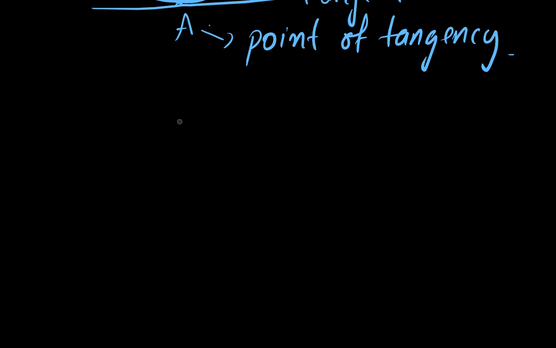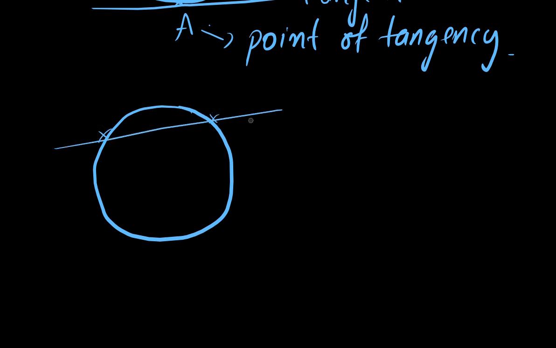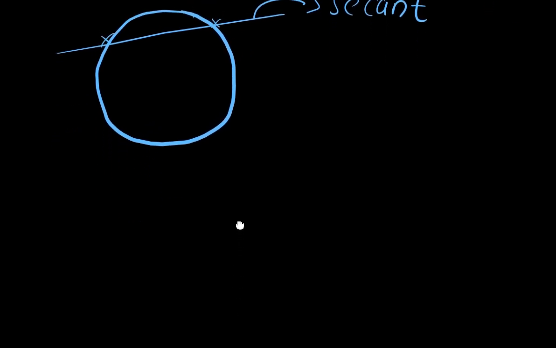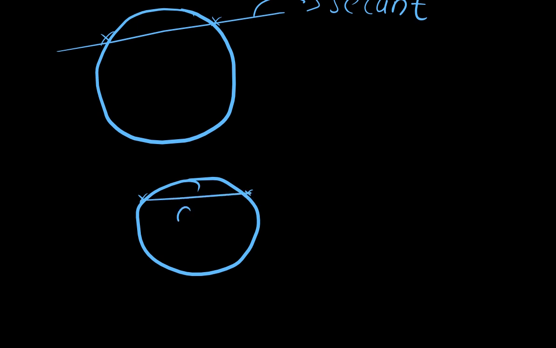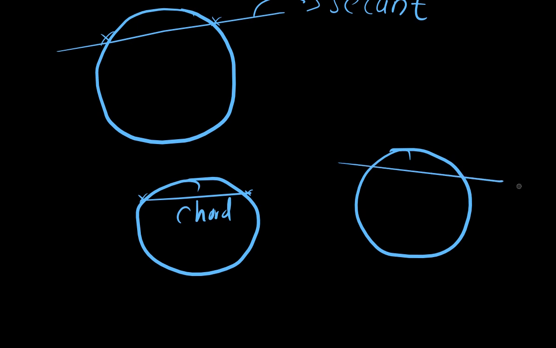Okay. So the final part of a circle is secant. You can see that this is a line that cuts a circle in 2 points. So this is known as secant. So we can define secant as a line that cuts a circle in 2 points. So what is the difference between a secant and chord? The chord's endpoints are on the circle. This is chord, and the secant's endpoints, at least one of the endpoints, are not on the circle.